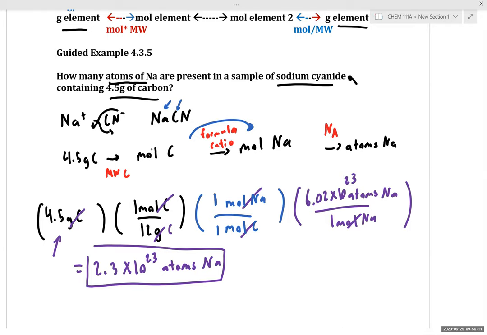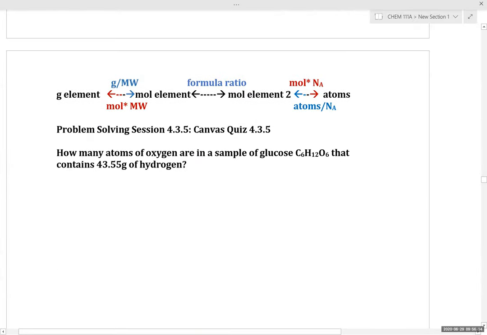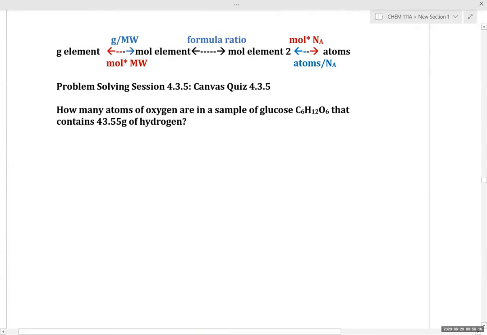If not, let's apply our understanding. Let's look at the following example where we're asked how many atoms of oxygen are in a sample of glucose that contains 43.55 grams of hydrogen. Don't be shy to share your responses via the chat, verbally, or you can also submit your responses, and I'll check to see how the class is doing by submitting your responses on Canvas Quiz 4.3.5, which is another one of our problem-solving exercises. We'll spend about 4 minutes working through this problem, and then we'll come together as a group to discuss.